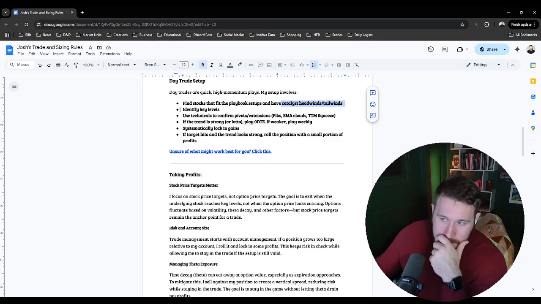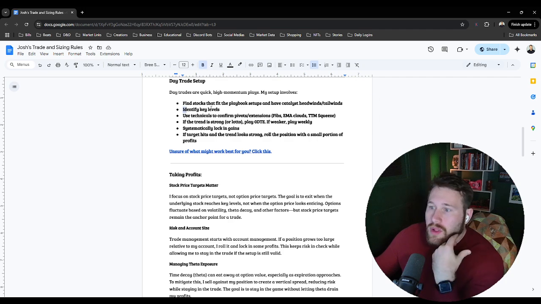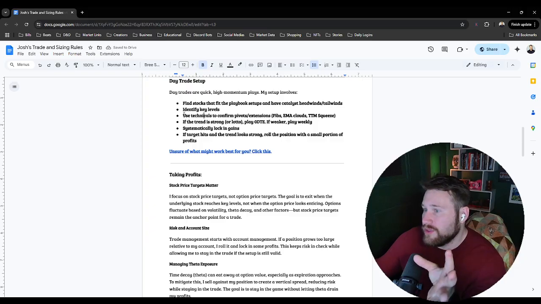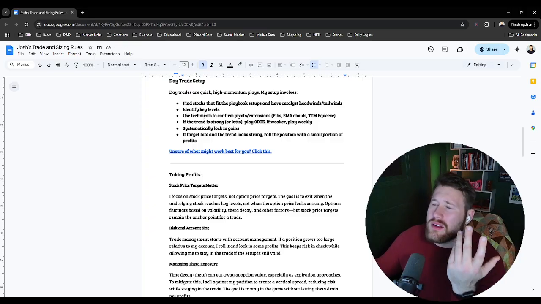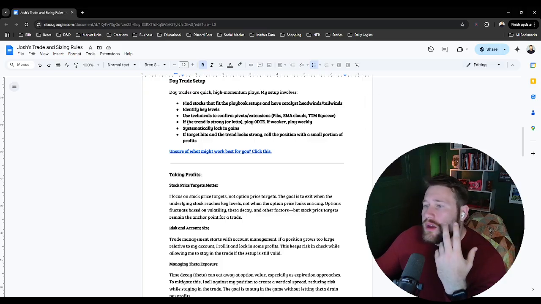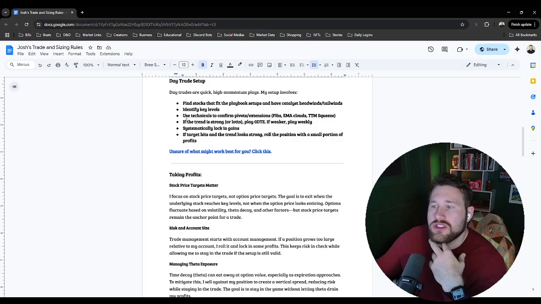Identify the key levels, both on larger time frames. Make sure when you're day trading, you're not also missing big daily key levels. Really important that you don't make that mistake. So make sure you're not just on shorter time frames, but also on longer time frames. Use technicals to confirm: pivots, extensions, fibs, EMA, clouds, TMT, squeeze. That's all standard. I'm not going to cover usage of these.